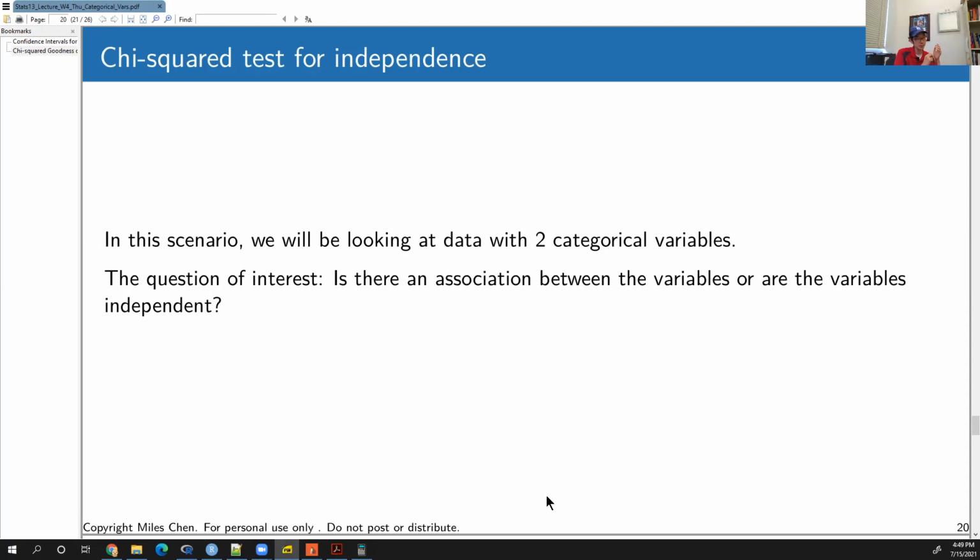Okay, and so the question we have now is, if we look at data with two categorical variables, is there an association between the variables, or are the variables independent, right? Is something happening when these two variables get together, or basically, do they operate independent of each other, right?